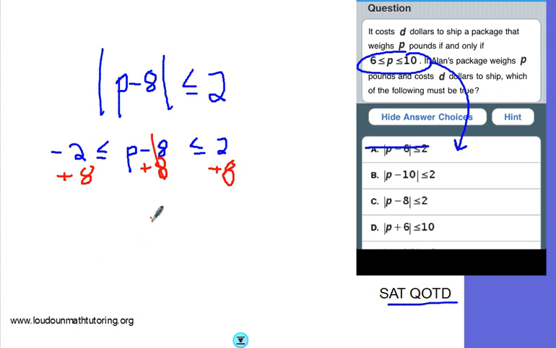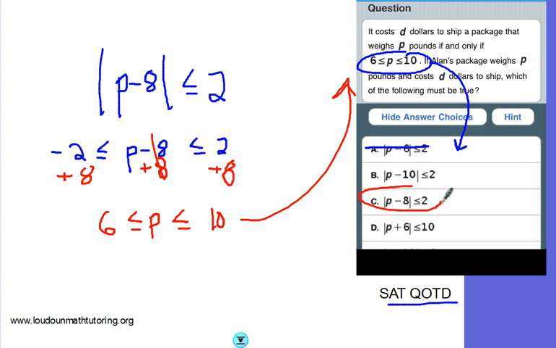Anyway, in this one we get P is less than or equal to 2 plus 8, which is 10. And P is greater than or equal to negative 2 plus 8, which is 6, which matches our original constraint. The answer to this problem is C. Which of the following must be true? Well, this option C is true because it matches the original constraint of the problem.